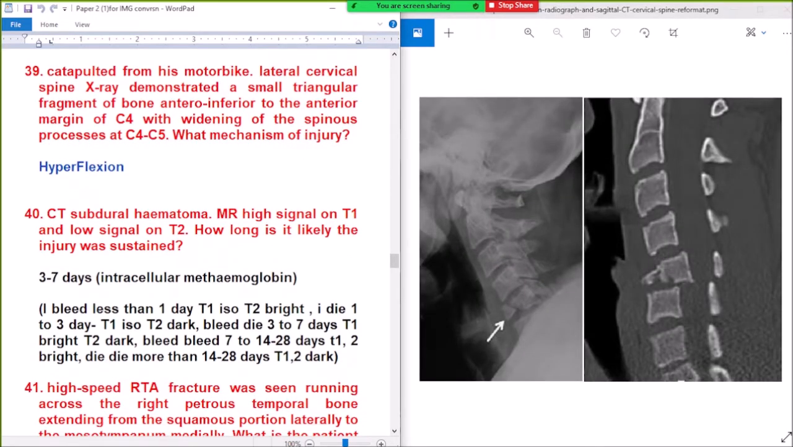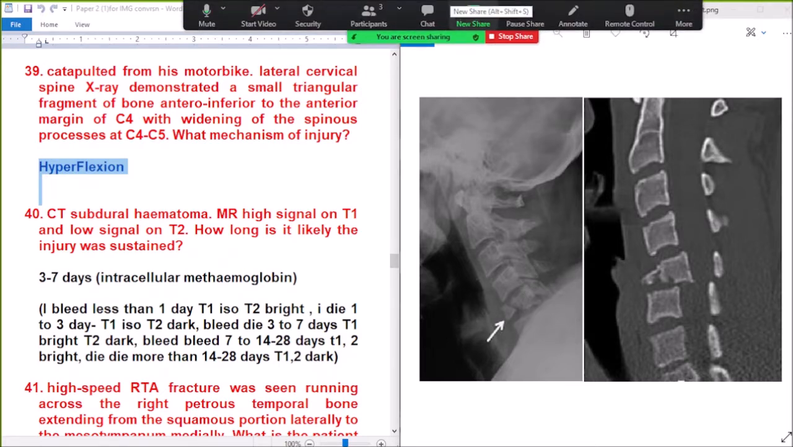The question number 39. Patient was catapulted from a motorbike. He had a cervical spine X-ray demonstrating a small triangular fragment of bone anterior and inferior to the anterior margin of C4 with widening of the spinous process at C4, C5, with mechanism of injury hyperflexion. So this is the bone fragment, for example, this is C4 to C5, and in front of it there's a small triangular fragment of bone. So this is easy.